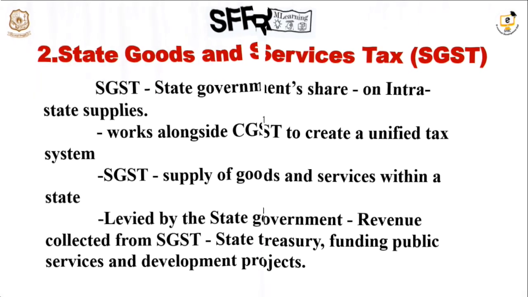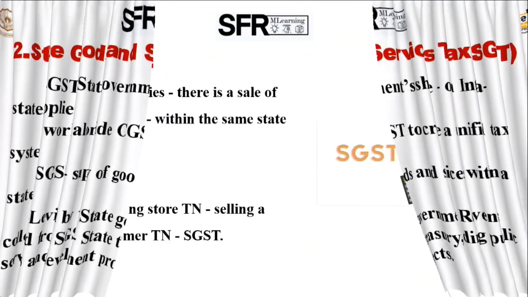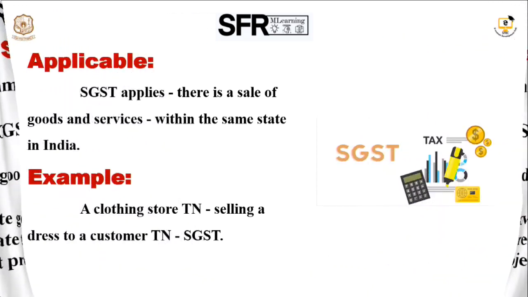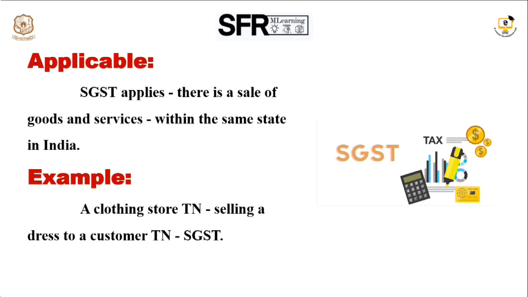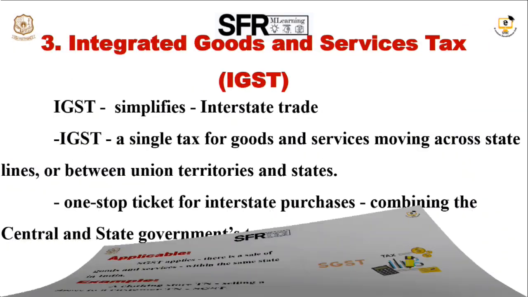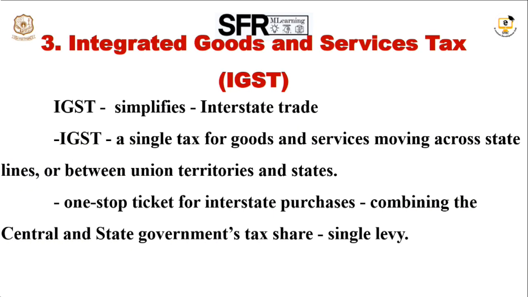Next, SGST applies only whenever there is sale of goods and services within the same state in India. For example, a clothing store in Tamil Nadu selling a dress to a customer in Tamil Nadu would be subject to SGST. Next, the third type will be Integrated Goods and Services Tax, which is shortly termed as IGST.